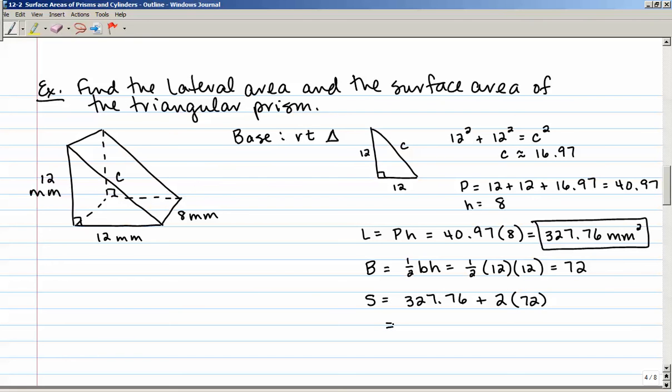Which gives me approximately 471.76 square millimeters. So the trickiest part, I think, of a prism is figuring out what the base is. What shape is the base? And remember, the base is not always going to be on the bottom.